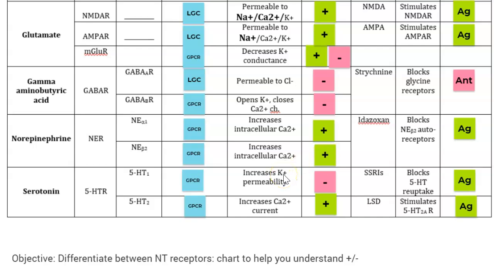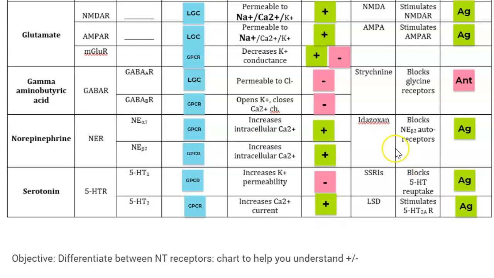Serotonin, you go back to the neurotransmitter chart, you recognize that that one said it was both excitatory and inhibitory. And this is why, because the 5-HT1 subtype of the receptor increases potassium permeability. Again, potassium leaving the cell, so positive leaving the cell, that's inhibitory. And then the 5-HT2 receptors increase calcium. Calcium coming into the cell is excitatory.